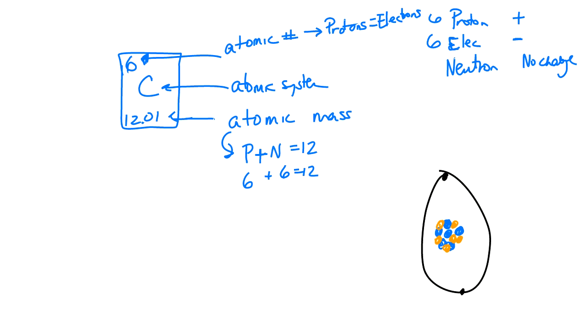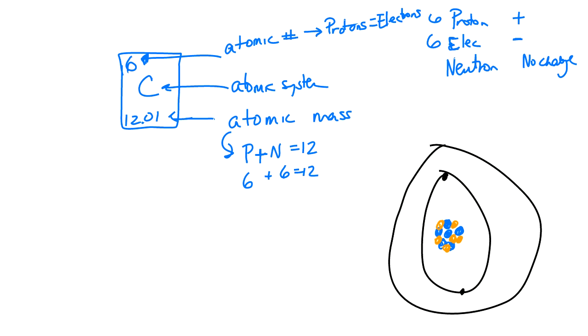So there's actually 2 electrons in the first energy shell and up to 8 in the next energy shell. But we only have a total of 6, so I put 2 in the first shell, which leaves me 4 to go in the second shell. The electrons are in constant motion, so they're not stationary. They're constantly moving around the atom.